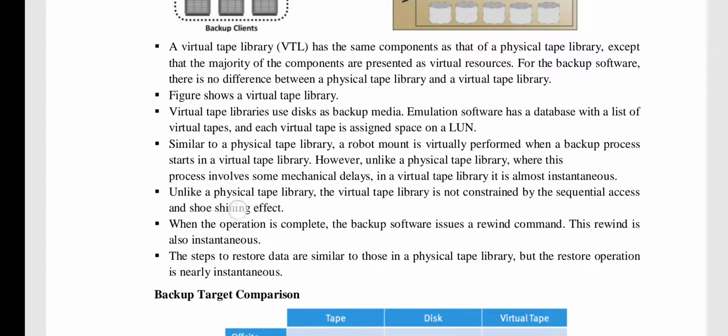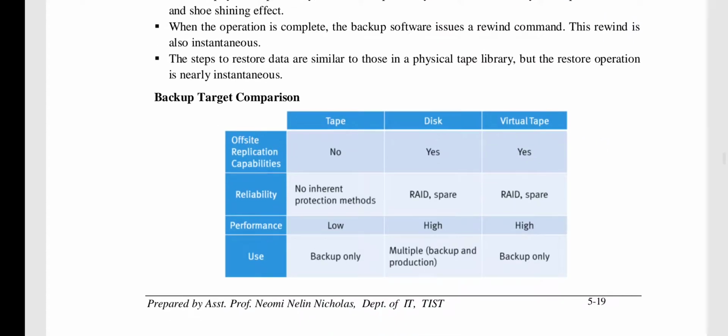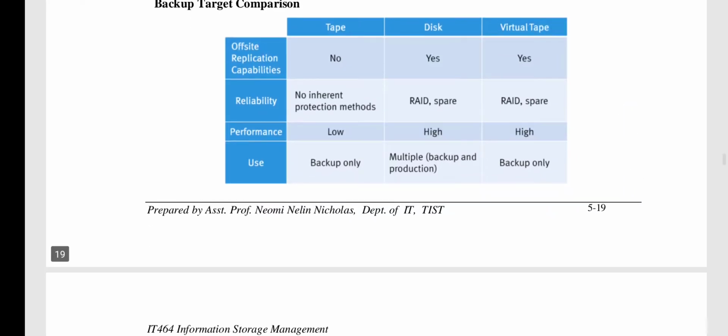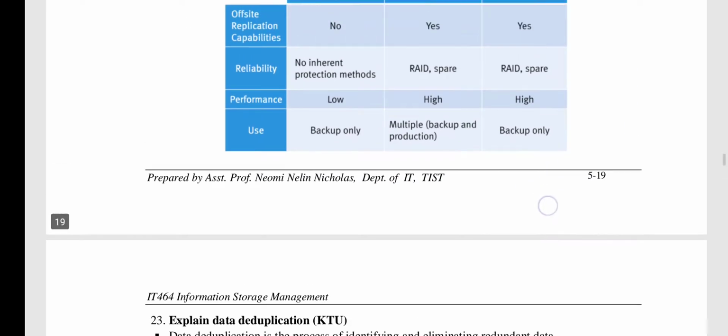Then unlike physical tape, virtual tape library is not constrained by sequential access or shoe shining effect. Okay, when the operation is complete, the backup software issues a rewind command automatically, and the restore operation is instantaneous. Now there's a comparison between the tape, disk and the virtual tape. Okay, so just go through it, and we conclude here.